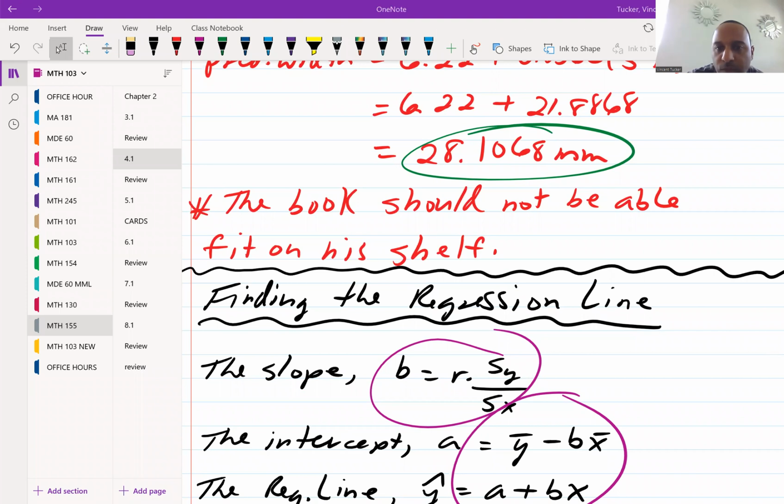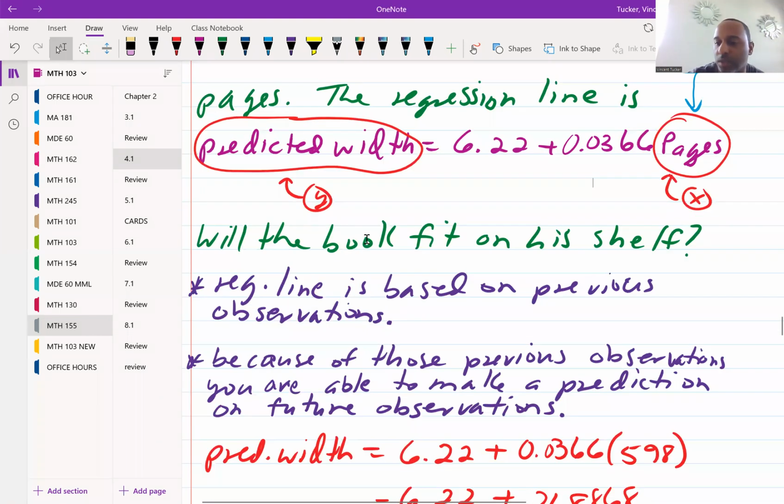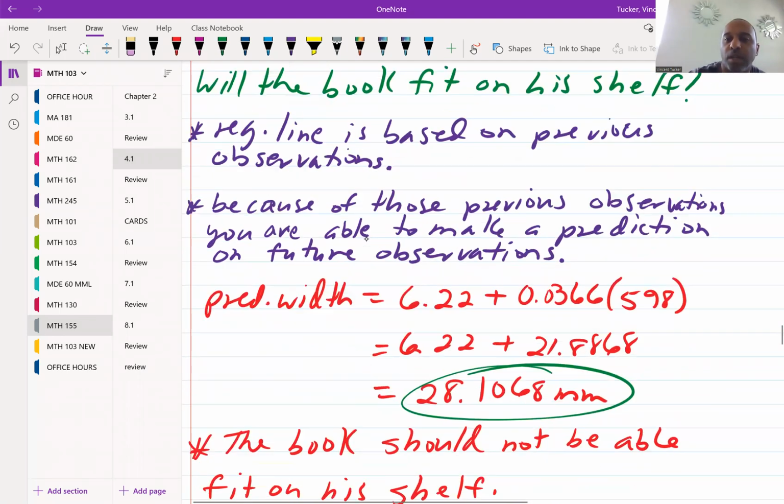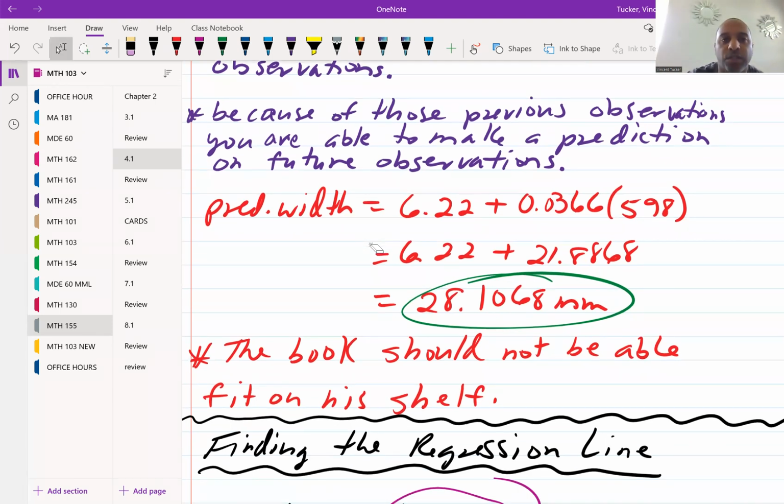Yes, I left off that 0. So it's right now, but initially I left off the 0. So good save, guys. Appreciate it. So once again, you can see I left off a 0 right here, and here is where I put it. And now you should get the 21.8868, and all your calculations should work out.